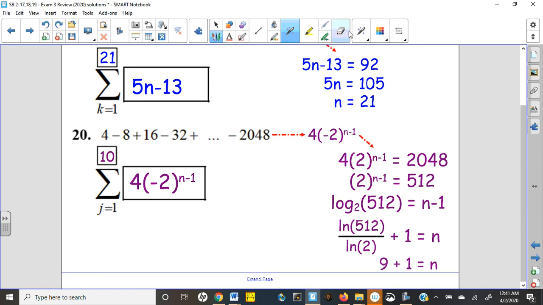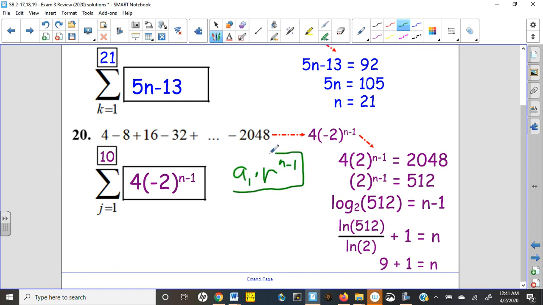I'm going to write the pattern here for you guys. This is the general pattern. It's A1, the first term, multiplied by R, the common ratio, to the n minus 1. This is in your notes in your course pack. Hopefully you highlighted it when we were going over it. This is the one you're going to use every time.